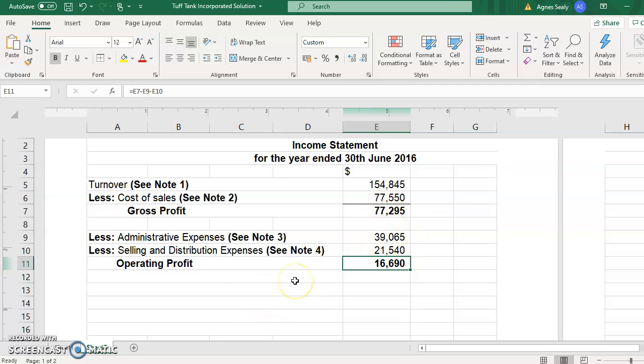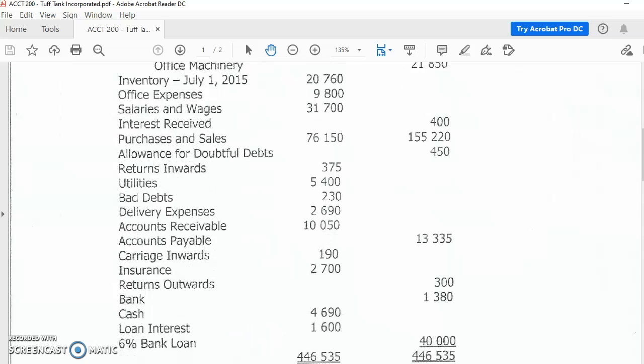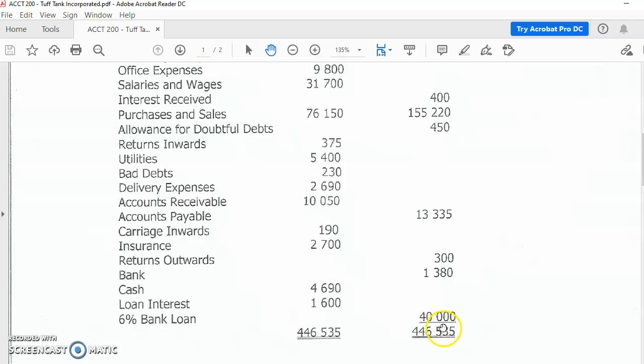So now we want to look at any interest that was paid or any interest that was received. So we know from our question that we have a 6% bank loan of $40,000, and from previous accounting classes we were told that whenever you have a loan, you must calculate the interest on that loan because the interest must be paid on the loan before looking at our final profit.